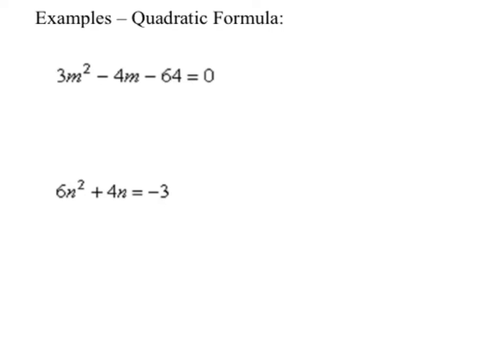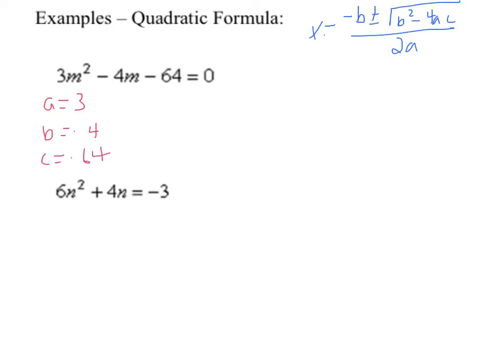Section 3, Video 2. So let's apply the quadratic formula. Again, the quadratic formula is x equals opposite of b plus or minus the square root of b squared minus 4 times a times c, all over 2a. So in this question we have to make sure it's in standard form, which it is, so that we can properly decide what a is, what b is, and what c is.